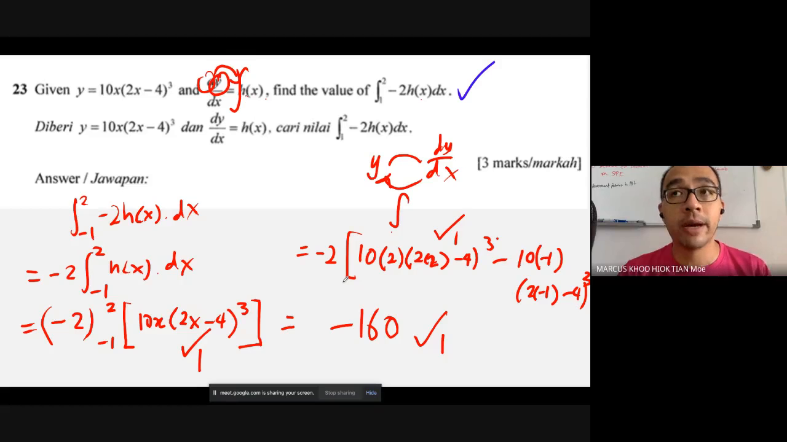You must have the kemahiran yang kamu pelajari dulu dalam Form 3, Form 2, Form 1, even in Form 4. Things like how to press the calculator correctly. All this you learn in Form 1, Form 2. So memang tiada markah di sini. You press wrong means no mark.